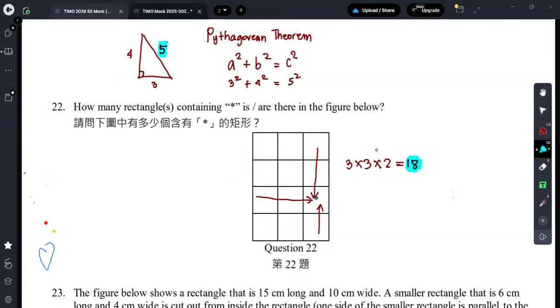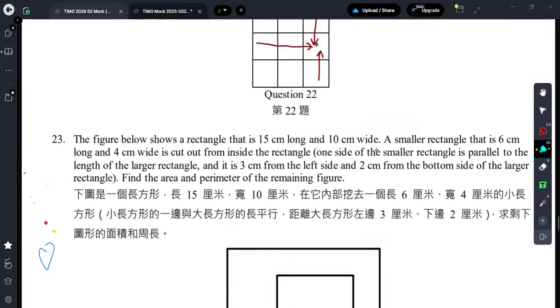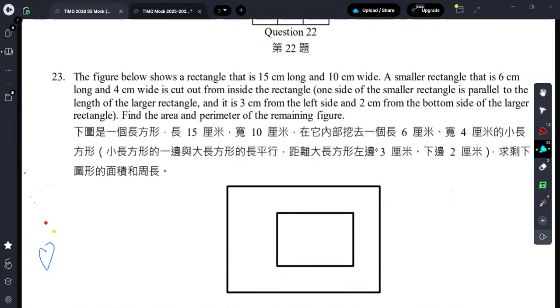Okay, so number 23. Looking at the figure below, it shows a rectangle that is 15 centimeters long.